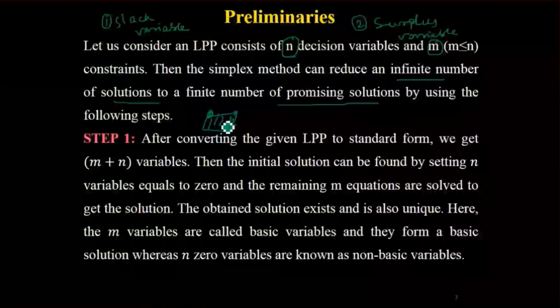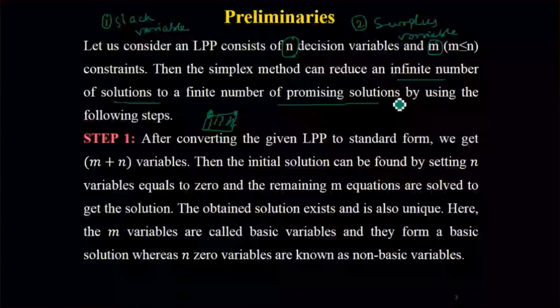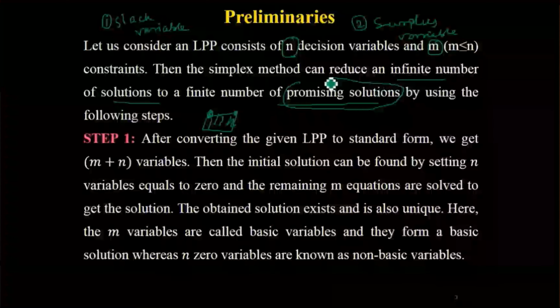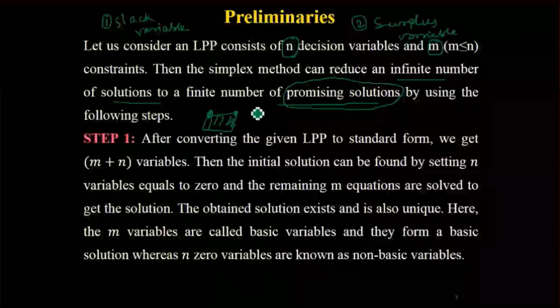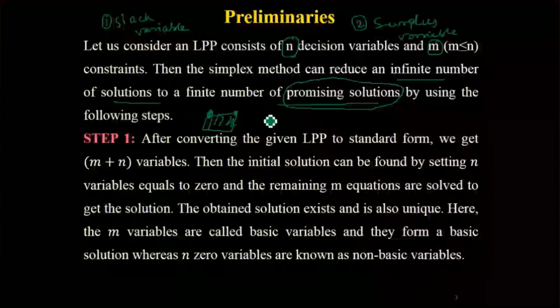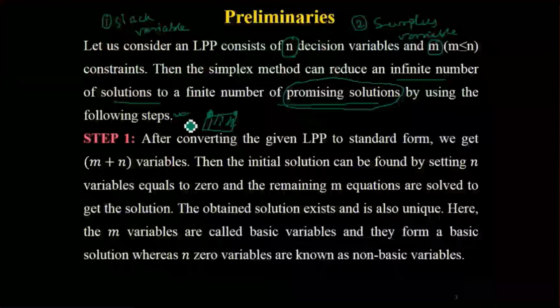It will give the solution, but a promising solution means, from the set of solutions, the one that gives you the optimal solution. Maybe an infinite number of solutions are there, but out of those, some finite number of solutions will give you the optimal solution. We will see how it can be done by using the following steps.